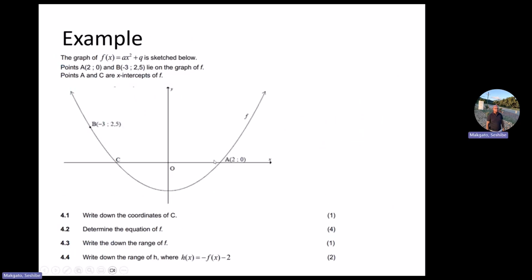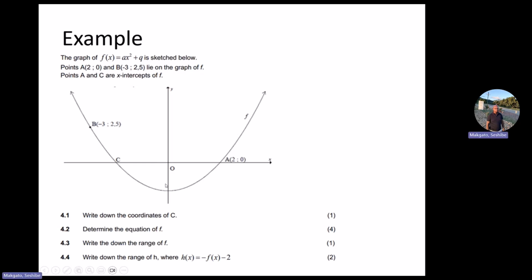So from that, we'll be able to look at a typical example of a parabolic function, which has been sketched below. These are the points A, and then these are the points B. B is another point on that particular parabolic function, and it is touching the x-intercept on the negative side here at C.